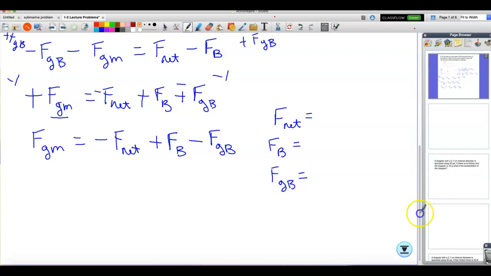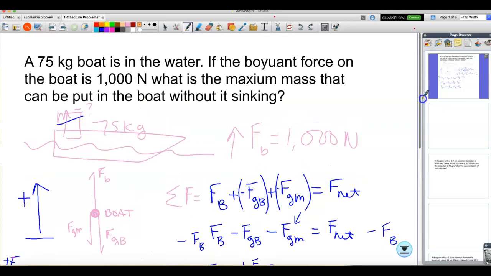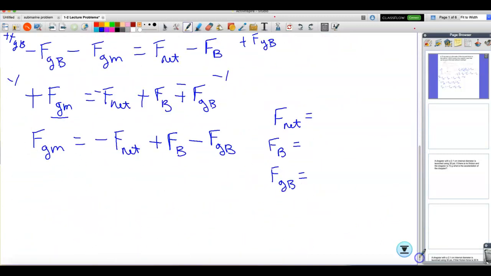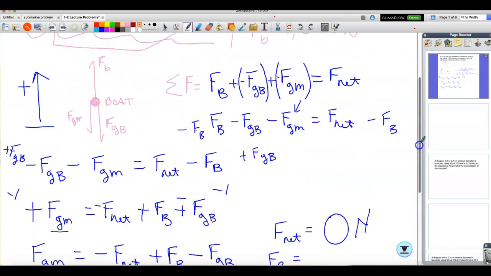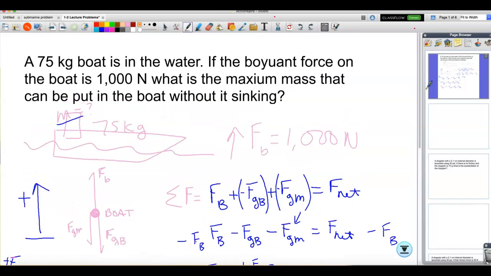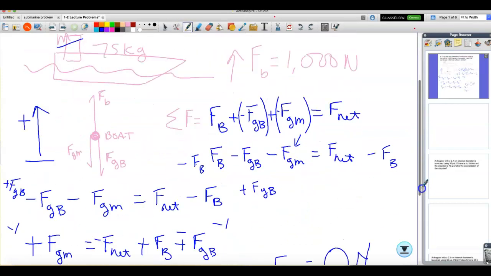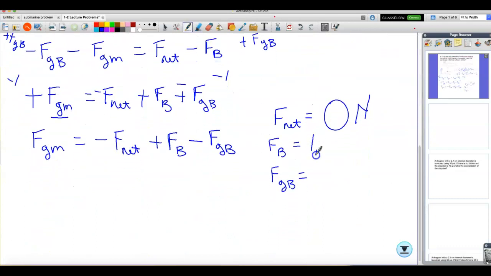Well, the net force, if we go back up here, we want it to go without sinking. That means it's just going to float on the water, so it's neither accelerating up nor down. If there's no acceleration, the net force is 0. There's no change in motion. The buoyant force is given to us in the problem: the buoyant force on the boat is 1,000 newtons. So we know that one, and we can say that's 1,000 newtons.